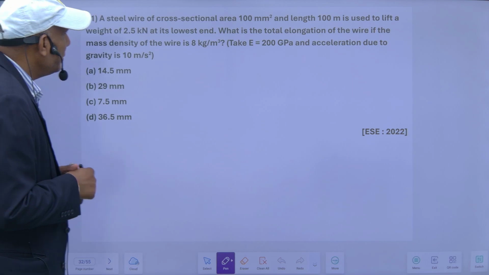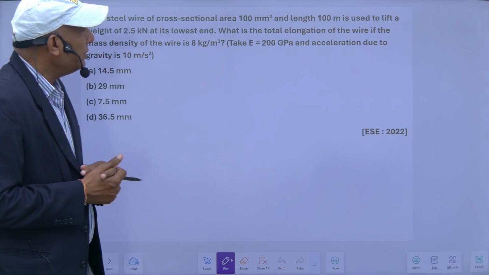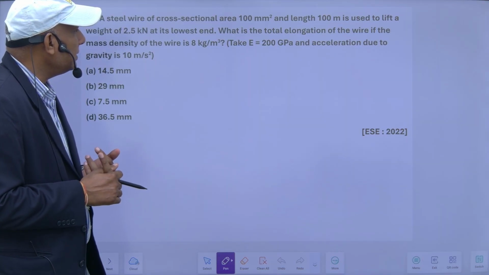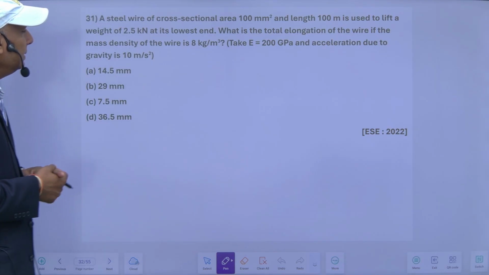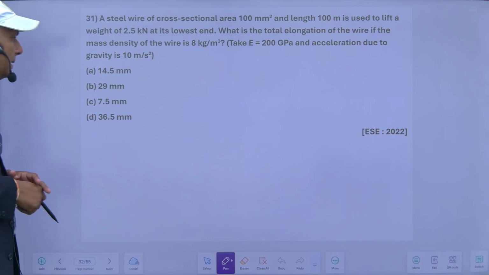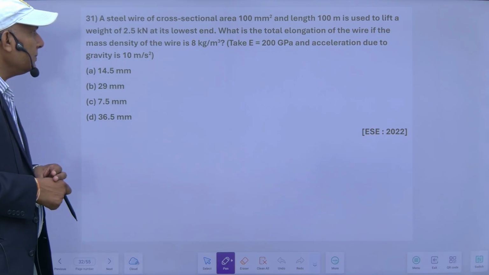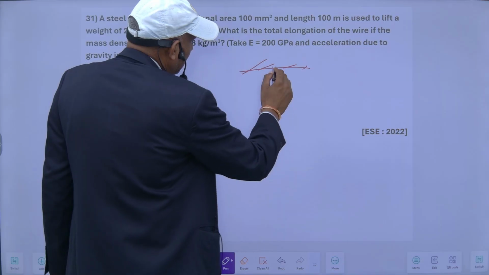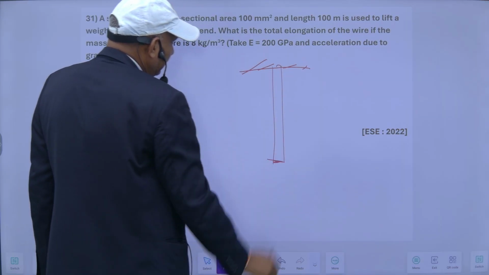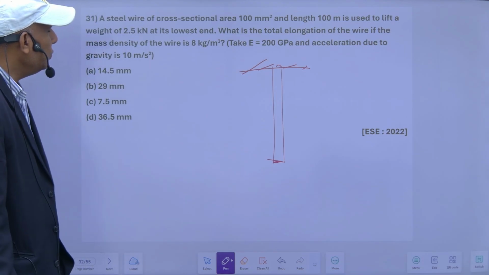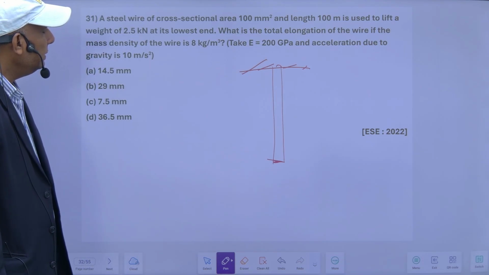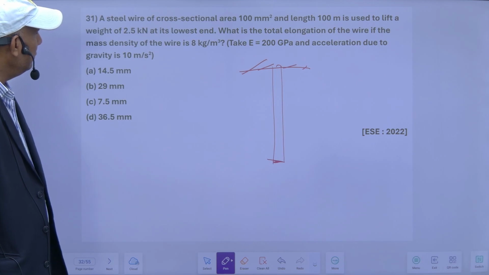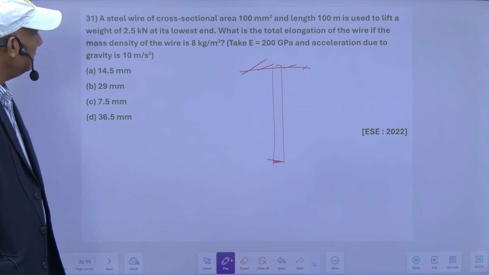A steel wire of cross section 100 mm square in length is used to lift a weight of this one at its lower end. What is the total elongation of the wire if the mass density of the wire is this one? Take E is equal to this and acceleration due to gravity is this one. So this is the wire. So it is used to lift a weight of 2.5 kilonewton at its lower end.